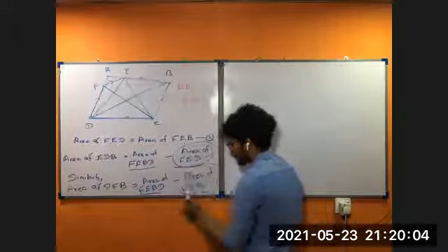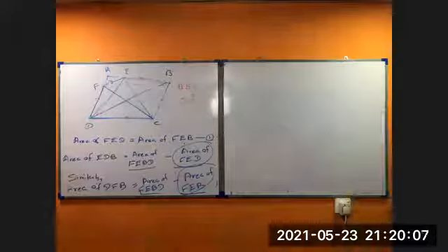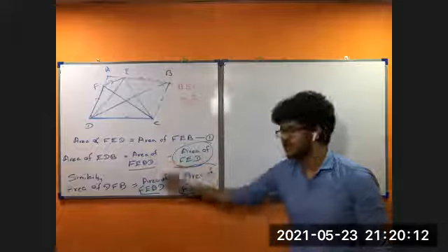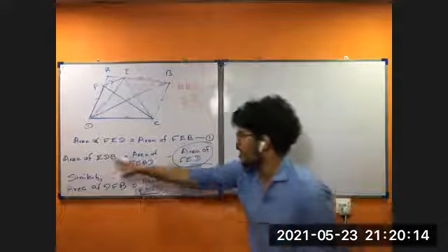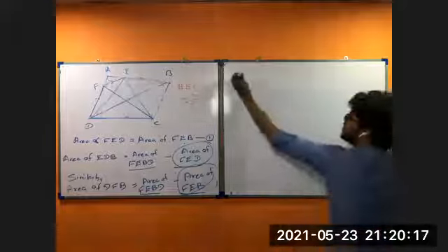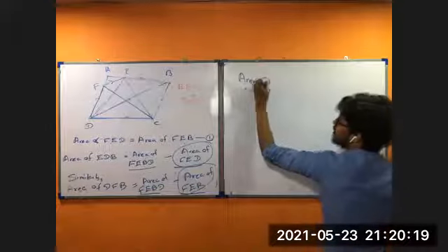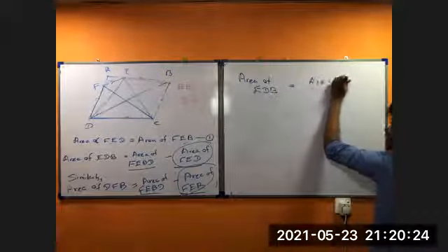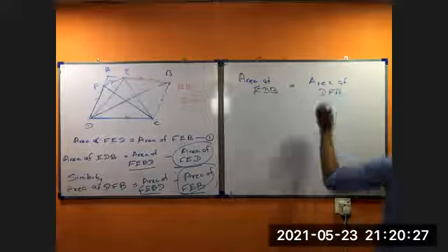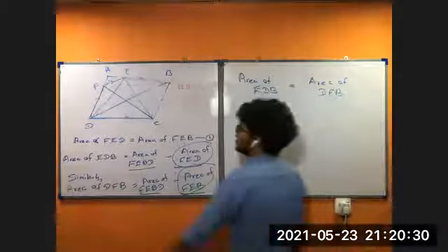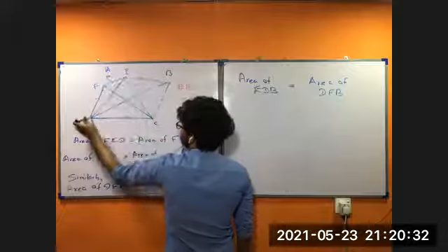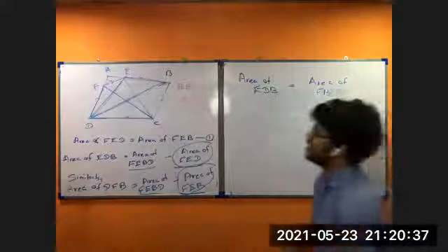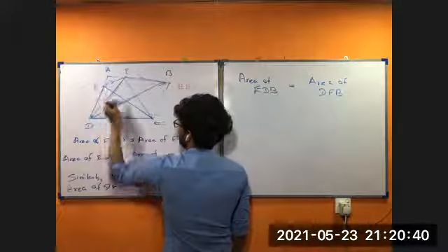This one is equal to this one. These two are the same, right? So since these two are the same, the area of the trapezium subtract this, the area of the trapezium subtract this, these two areas are the same. So you can say area of EDB is equal to area of DFB. That means EDB means what? This triangle. Area of EDB is this triangle, and area of DFB means this triangle, right?